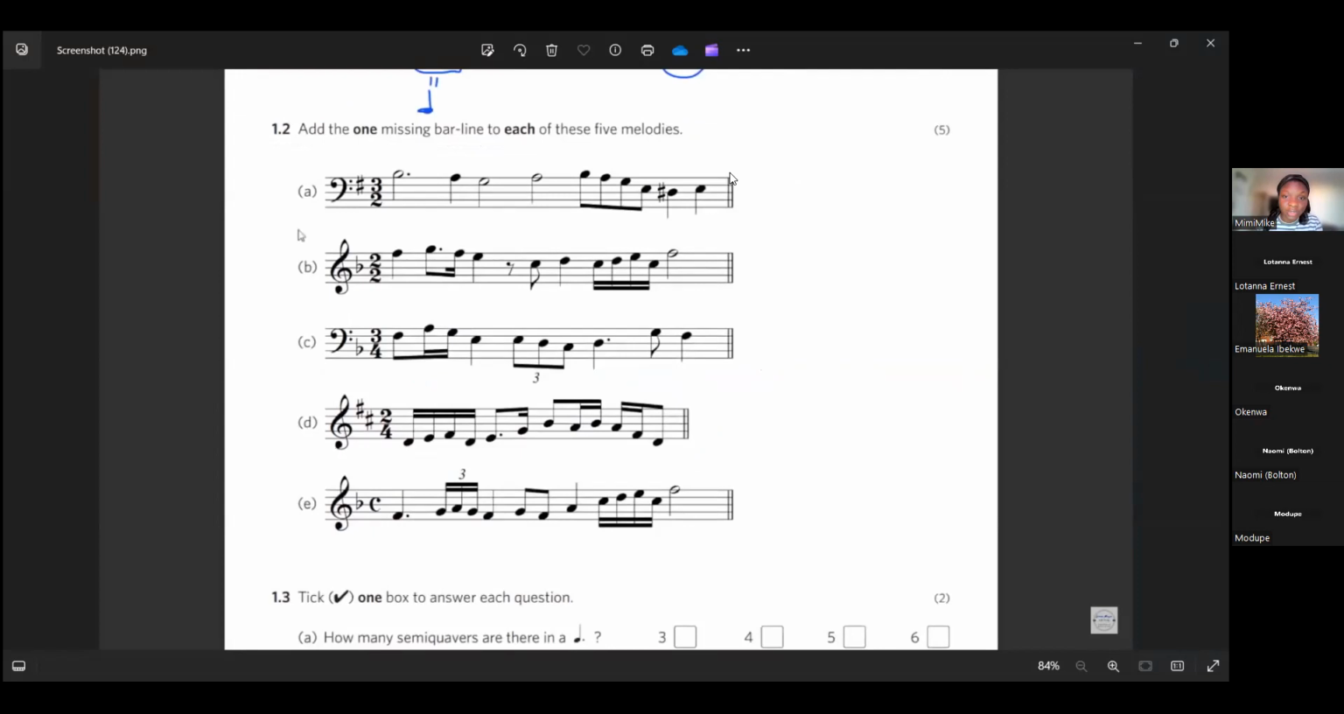So this is the next one. Please let us attempt this as well. Here the question is add the one missing bar line to each of these 5 melodies. If you look at all of these staves, there is one missing bar line for each of them. So where would that bar line be? Using this time signature, where would you put a bar line?